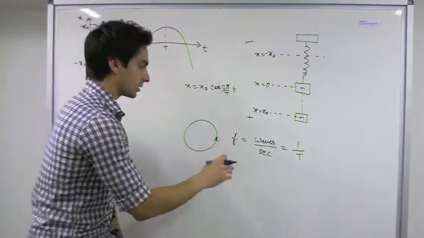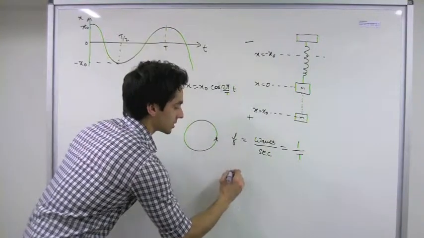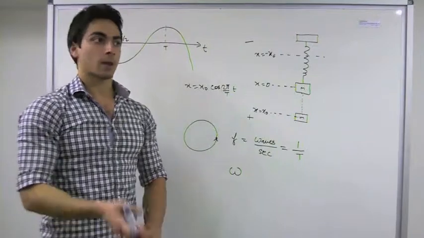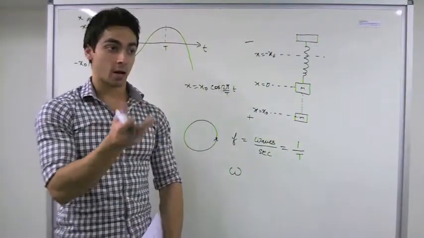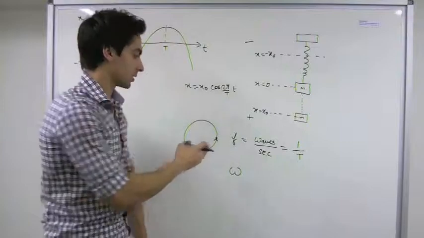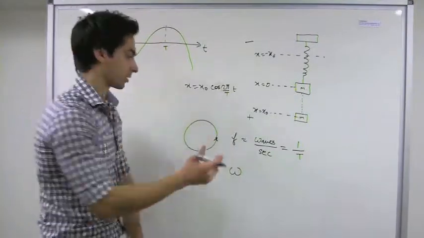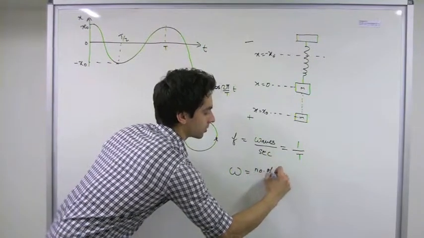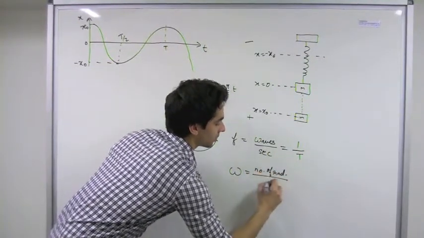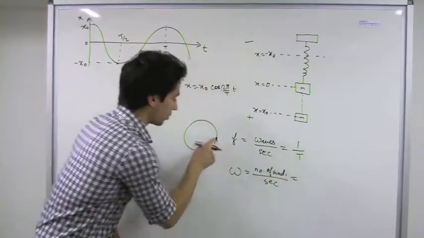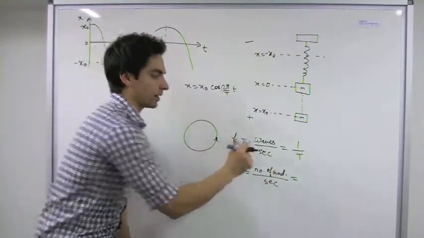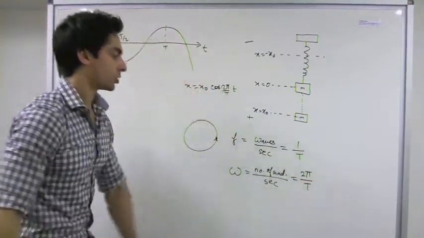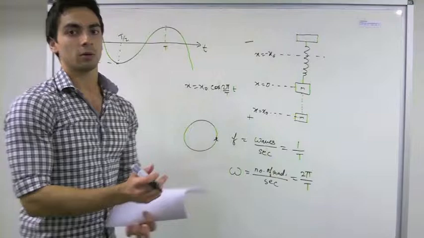Another quantity is defined as omega. Omega is the angular frequency. How many radians does this object complete per second? So, the number of radians completed per second. In one complete oscillation, there are 2 pi radians. So it completes 2 pi radians every T seconds. So that would be the angular frequency.